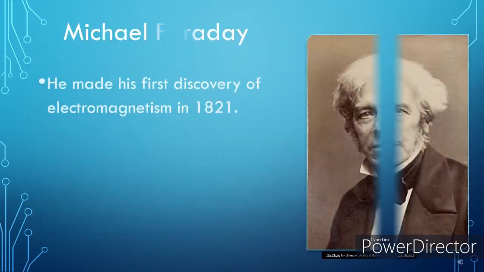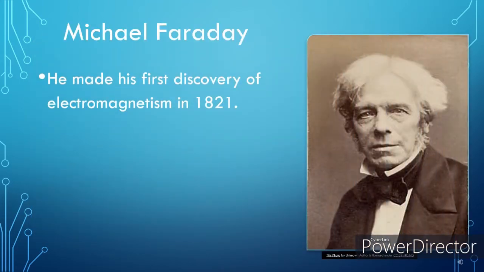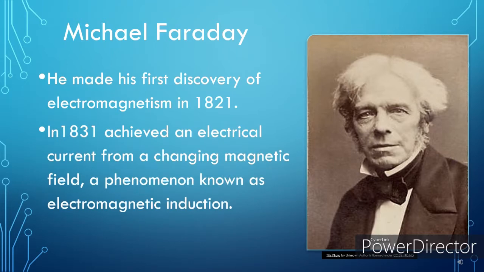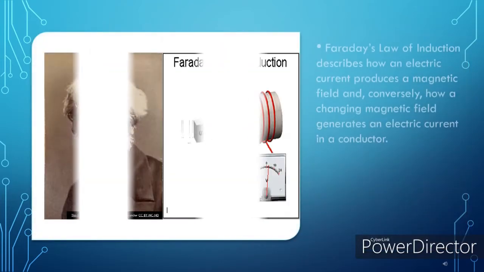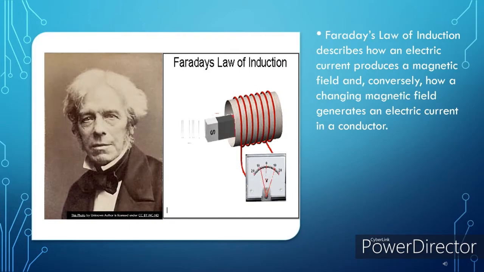In 1821, Michael Faraday made his first discovery of electromagnetism. He took the work of Ørsted and Ampère on the magnetic properties of electrical current as a starting point, and in 1831, he achieved an electrical current from a changing magnetic field, a phenomenon known as electromagnetic induction. Faraday's law of induction describes how an electric current produces a magnetic field, and conversely, how a changing magnetic field generates an electric current in a conductor.